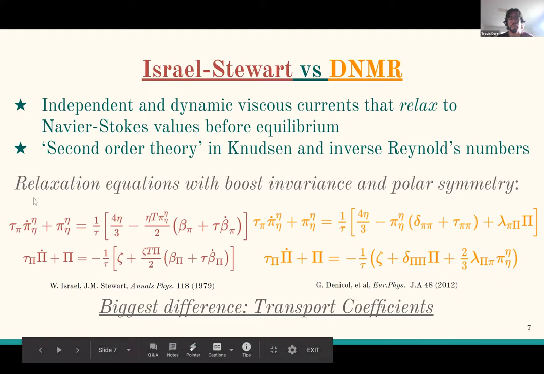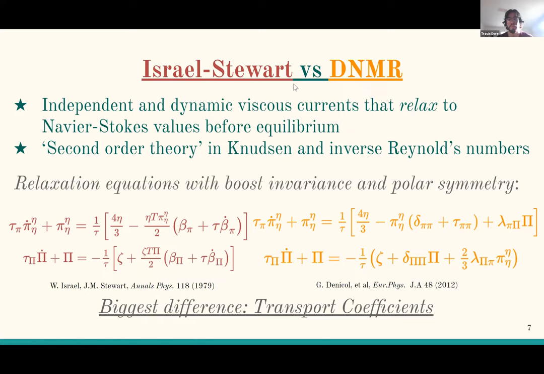These are really two different formalisms of hydrodynamics: Israel-Stewart versus DNMR. They're quite similar, actually. So if you're not familiar, it might be a little bit confusing because they can look kind of the same. The DNMR equations are here on the right and the Israel-Stewart equations are here on the left. And you'd be right, because they do look really similar. The point is that they're both equations that describe independent dynamic viscous currents that relax to Navier-Stokes values before equilibrium. And they're both, in a sense, second order theories in Knudsen and inverse Reynolds number. So they are very, very similar hydrodynamic theories.